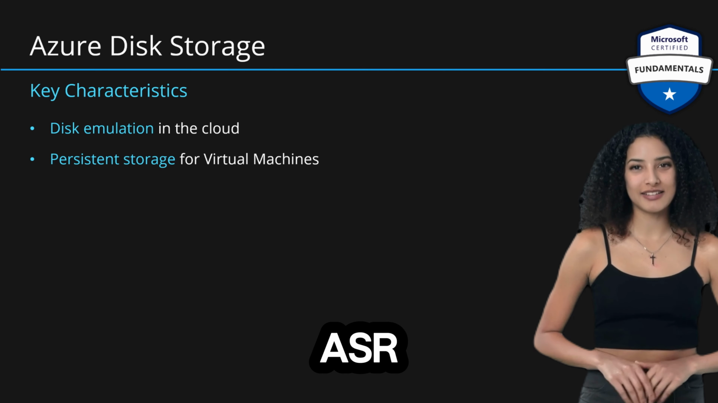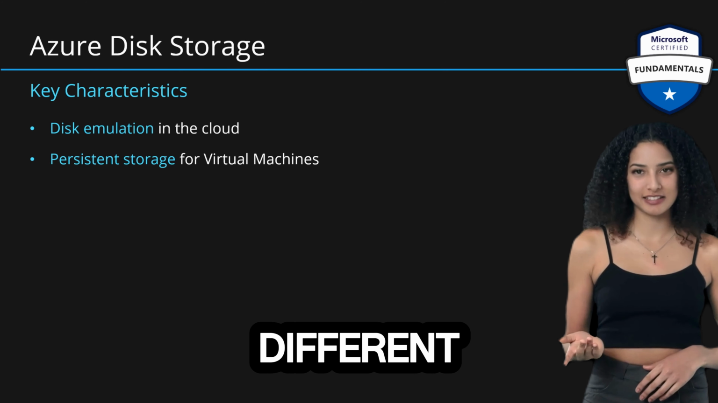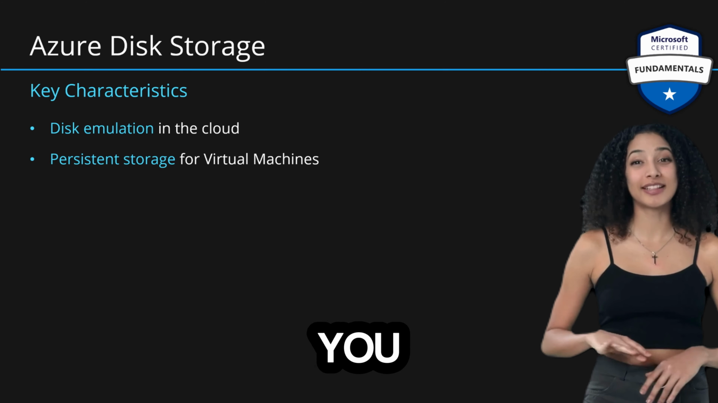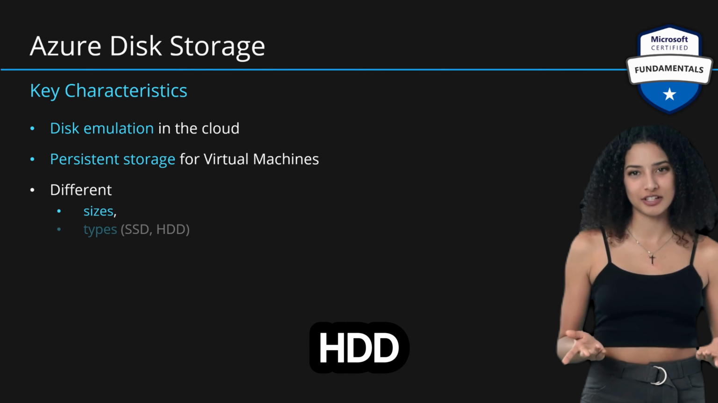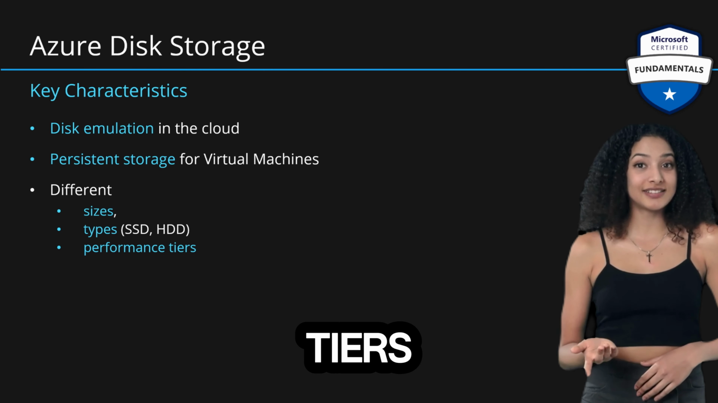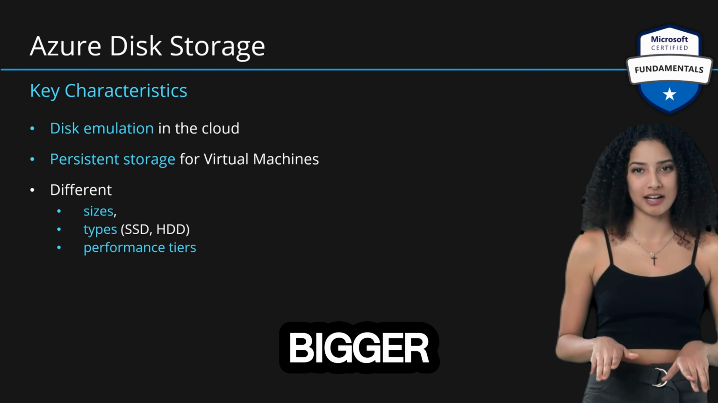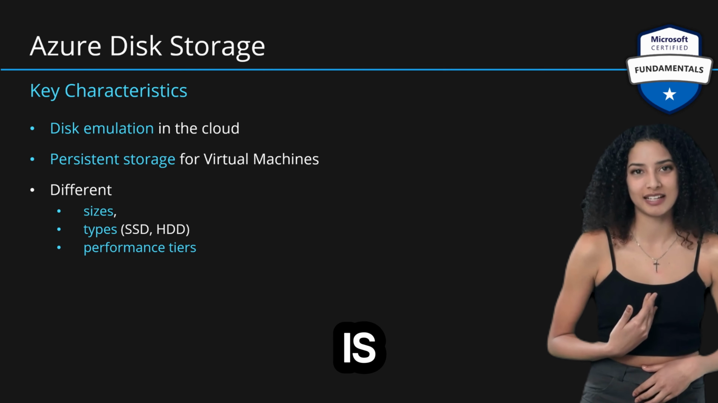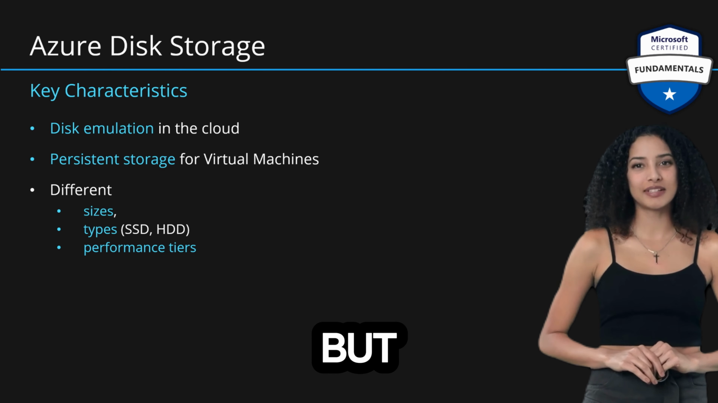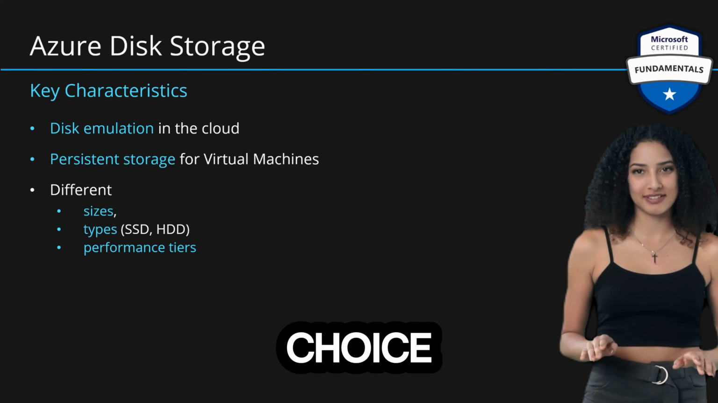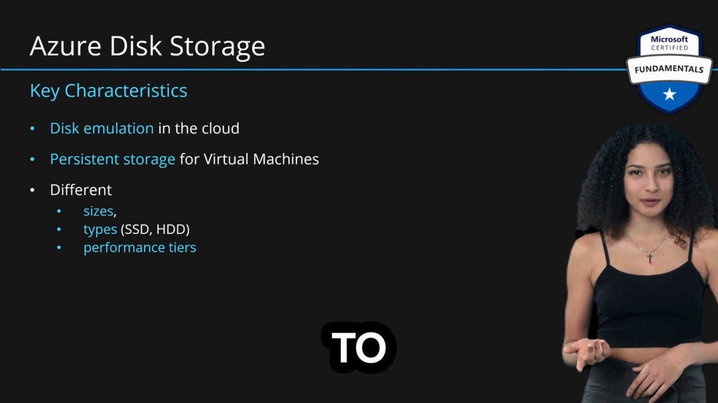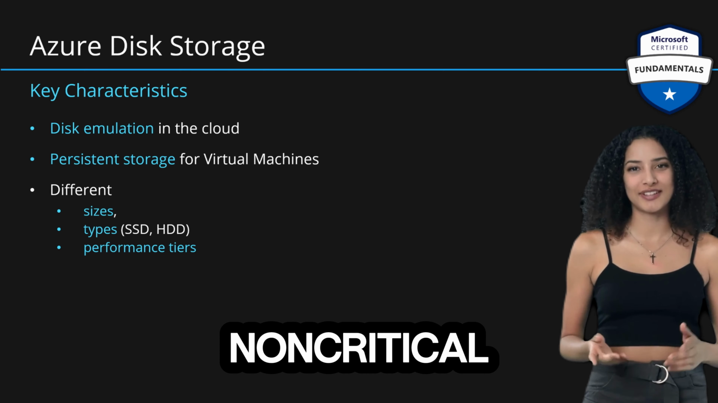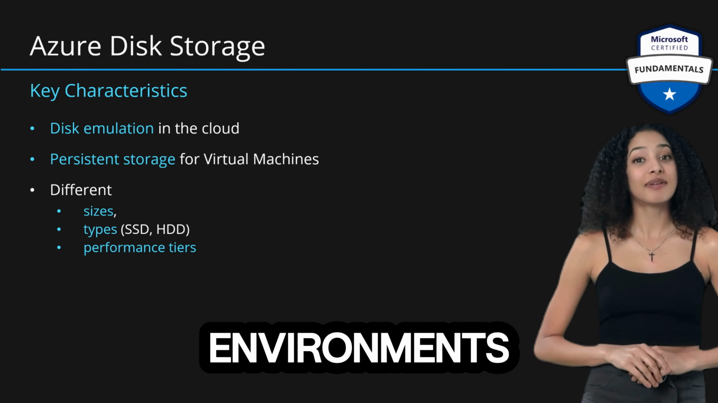And disks in Azure come with different sizes, different types. So you can pick either SSD or HDD and different performance tiers. Of course, the bigger and the more performance the disk is, the higher the price. But it is still good that you have that choice, because you can make the choice to grab the slower disk for your non-critical systems and development environments.